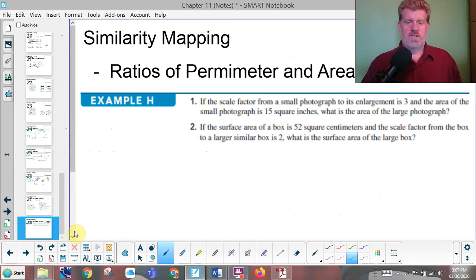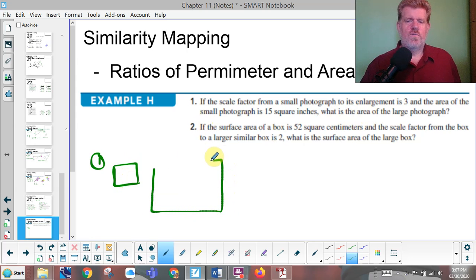And here's one last problem to kind of sum that up. So if you got a photograph, and the area of the photograph is 15 square inches. Okay, that's for number 1. And we enlarge it 3 times as big. What's the new area? Well, it's not 15 times 3. Because remember, we made this side 3 times bigger. This is increased by 3. This also increases by 3.